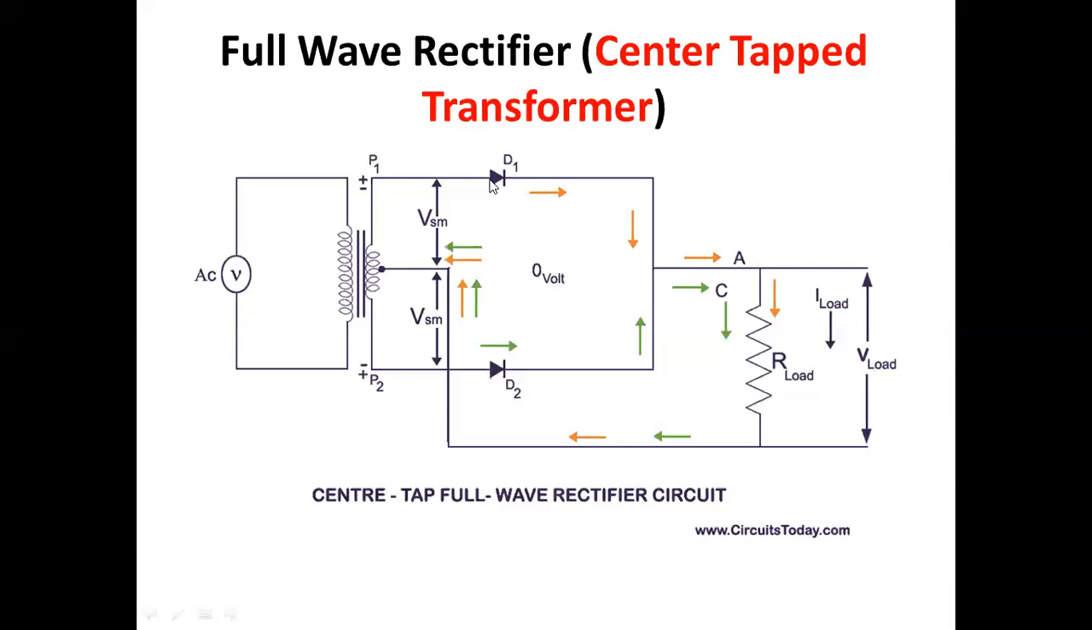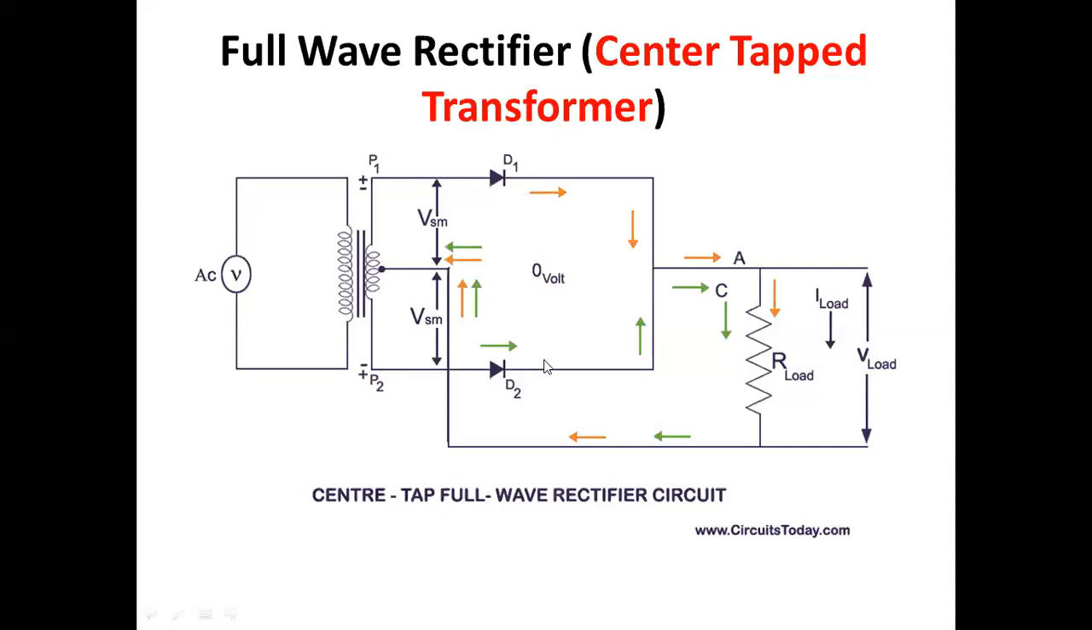Diode D1 has its anode more positive with respect to the cathode. Therefore, diode D1 conducts for a positive half cycle. But what about the negative half cycle? What should happen for a negative half cycle? Diode D2 conducts. That is nothing but the full wave rectifier.